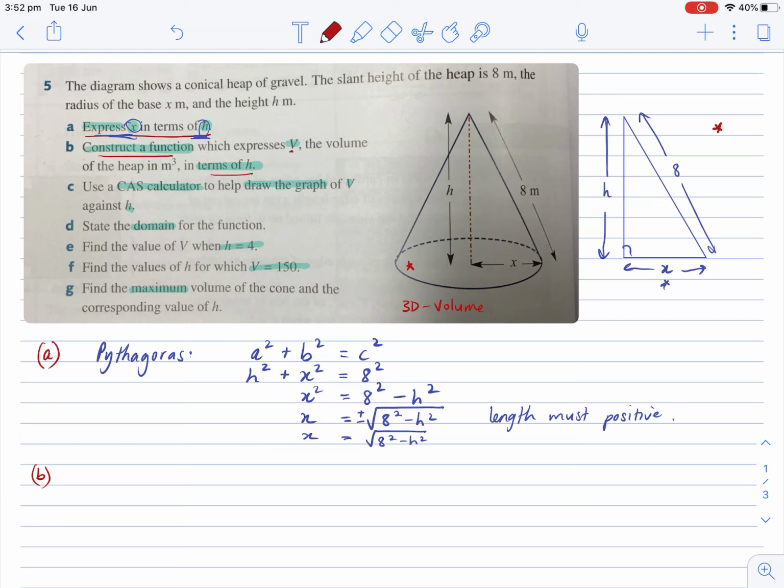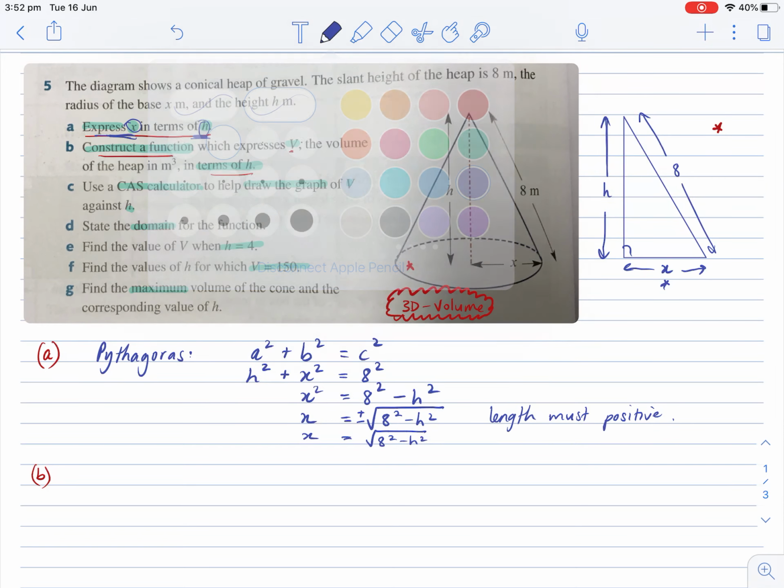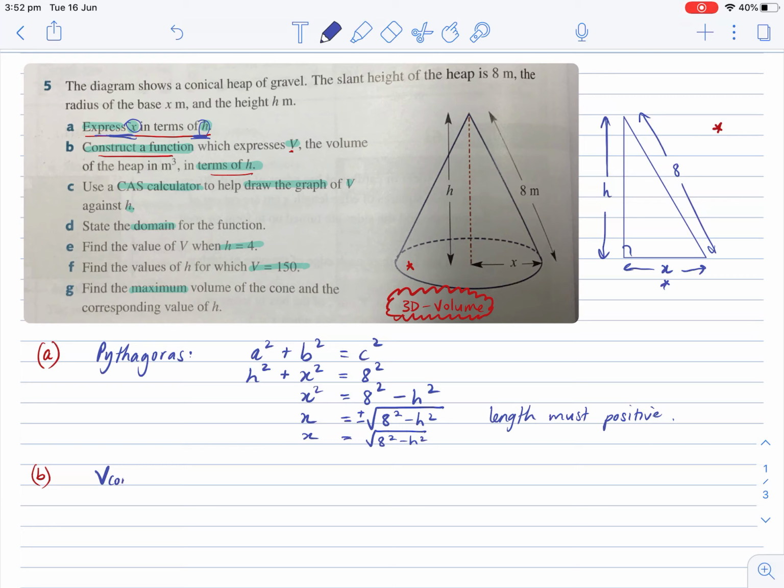So now it wants the volume. It starts talking about the volume, so I've got to start thinking about the three-dimensional version here. And what I need to start doing first is say to myself, well, how do I find the volume of a cone? The volume of a cone I know is 1/3 pi r squared h. Okay, so we've got 1/3 pi r squared h.